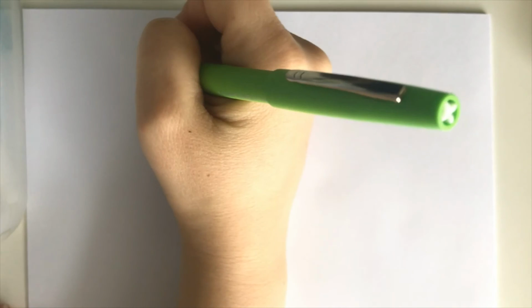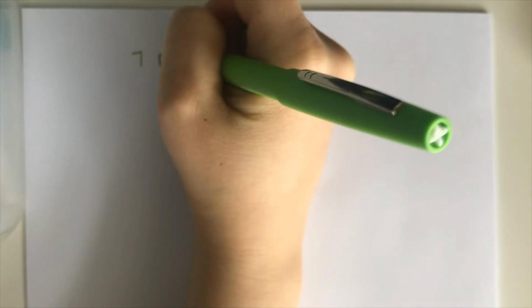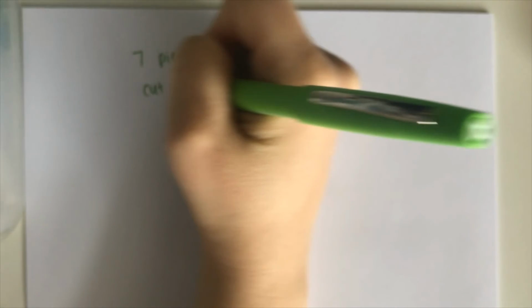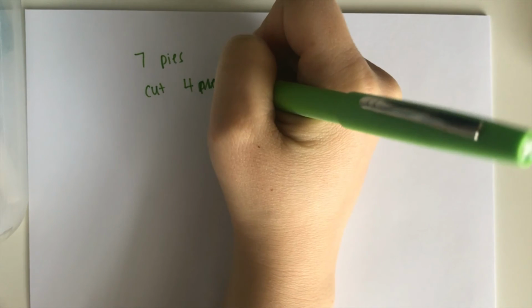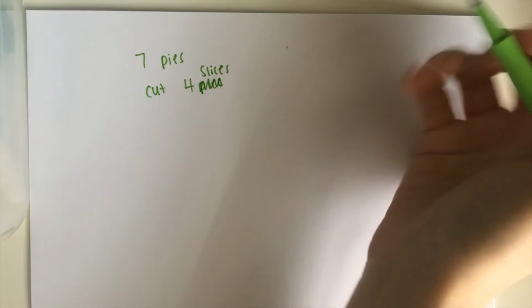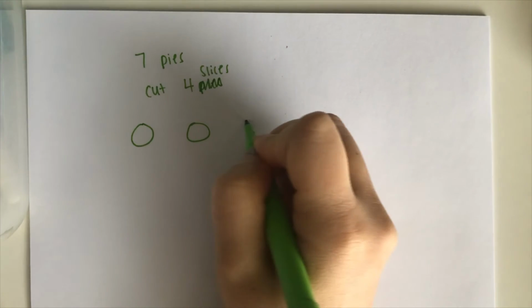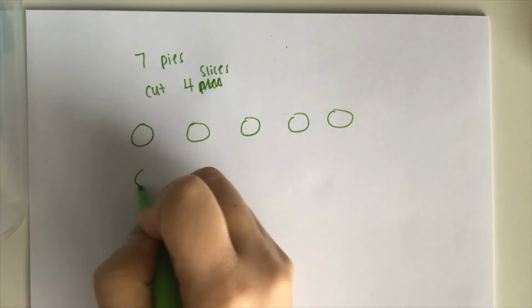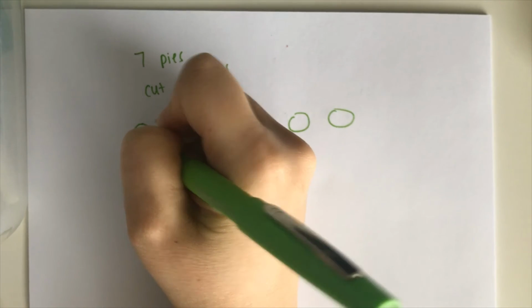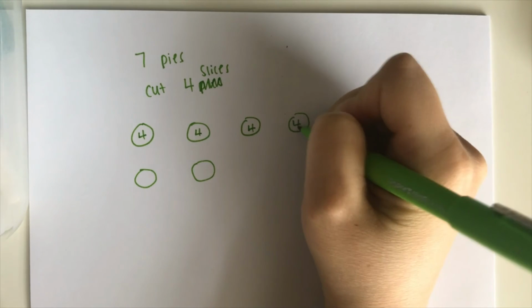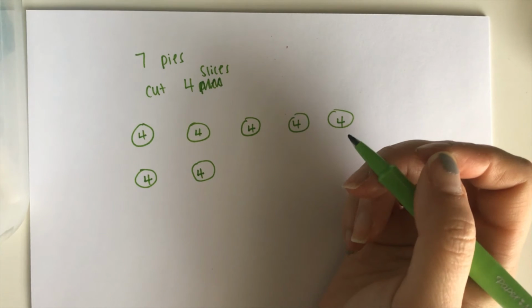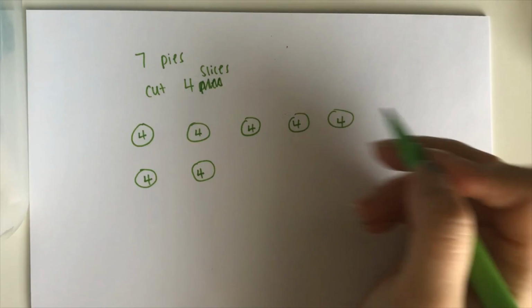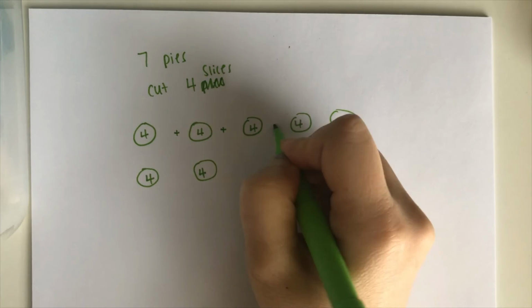For our second method, we're still going to stick with the seven pies because that's what they want. And you're still cutting it to four slices. But instead of actually cutting it, I'm just going to draw seven. And then each one, I'm just going to write four. Because I know we're going to cut them into four, but we don't really have to do it. We're just showing you that we did cut it into four. And we're going to add all these together.